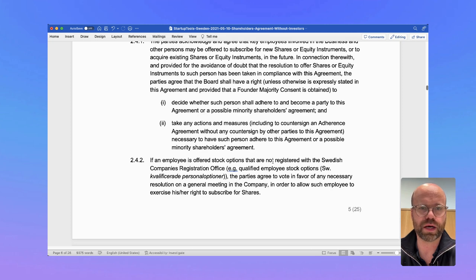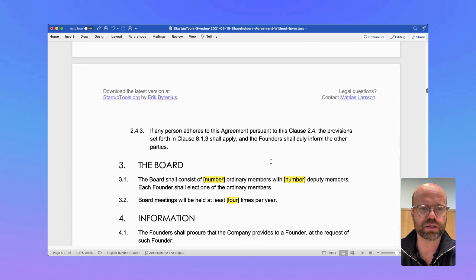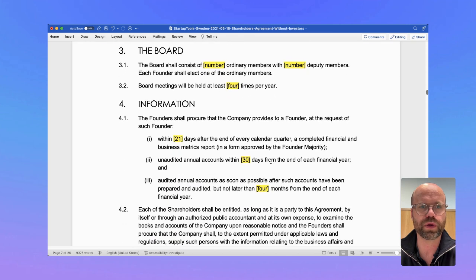It says something about new parties, etc. But we'll jump to point 3 about the board. Here it states what the board should look like. So the shareholders agree that every one of the founders, you remember that there were some shareholders that were called founders, shall be able to elect one member, and that could be themselves. And otherwise, you can put in some numbers here saying how many people should be on the board and how often the board should meet, etc.